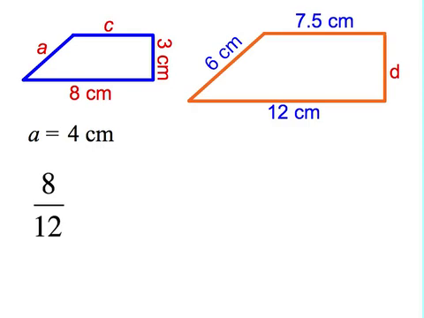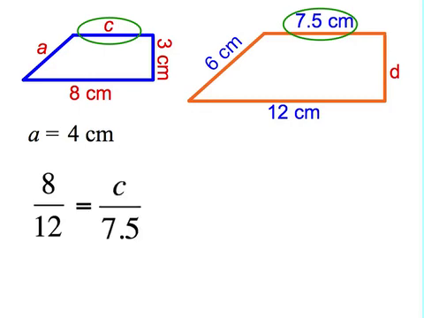And now we'll look at one of the other variables. How about C? I don't know where the letter B went, but we'll go to C because there is no letter B. We see that C is the length of the top side on the blue trapezoid, and 7.5 is the length of the top side on the orange trapezoid. So our other ratio is C over 7.5. So what we're saying is that the length of the bottom side on the blue trapezoid is to the length of the bottom side on the orange trapezoid, as the length of the top side of the blue trapezoid is to the length of the top side of the orange trapezoid.